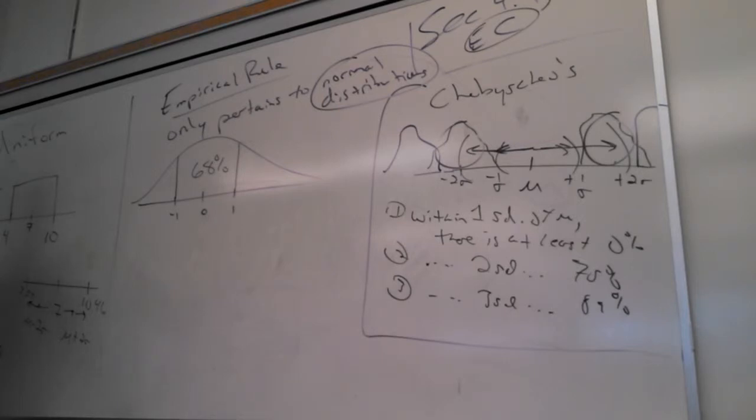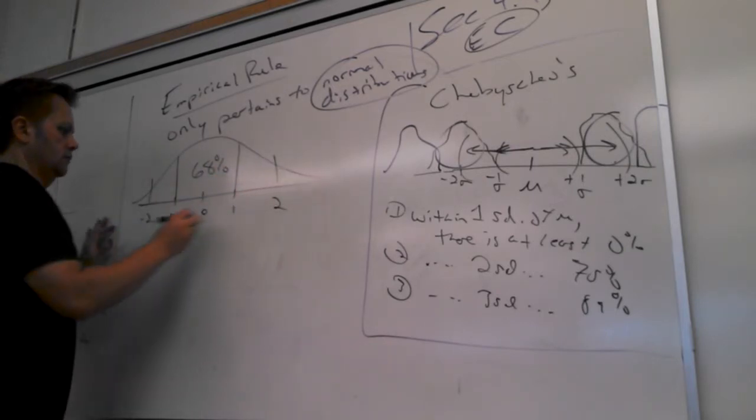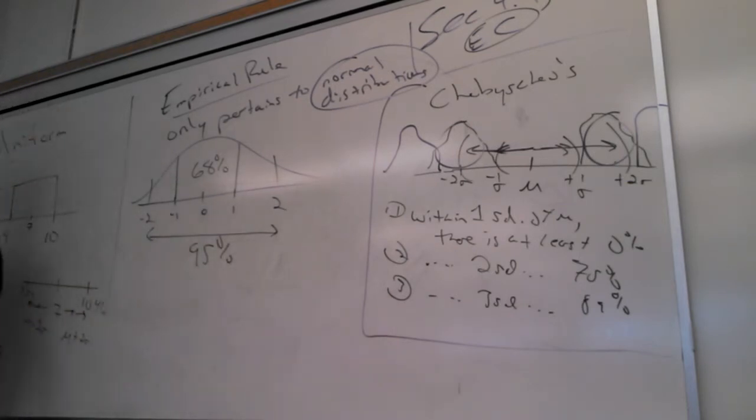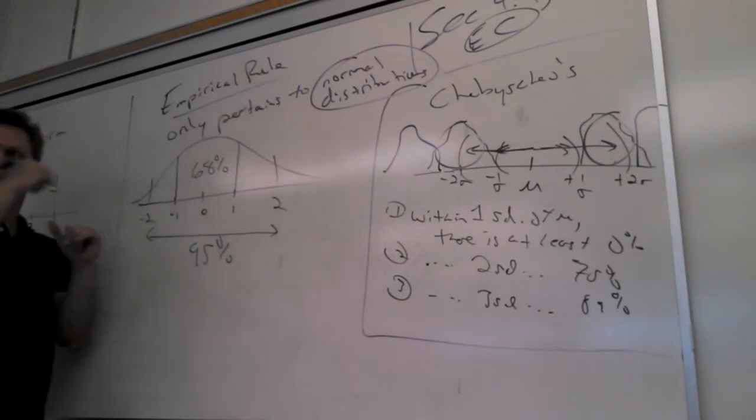If you have a normally distributed probability, it's going to have to be this. If you go two steps out, 95% of your data is in there. So that's like I was saying earlier. That's why we say anything outside of two only happens 5% of the time, right? If 95% of the stuff is in here, how much is out here? 5%.